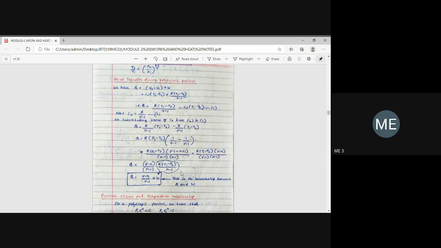So this is the most important equation for heat transfer and work done during all the 5 processes. Any doubts in this heat transfer derivation? Any doubts in any process? I'll explain once again. Any doubts? No, sir. Good. Okay. Next, I'll explain another concept.